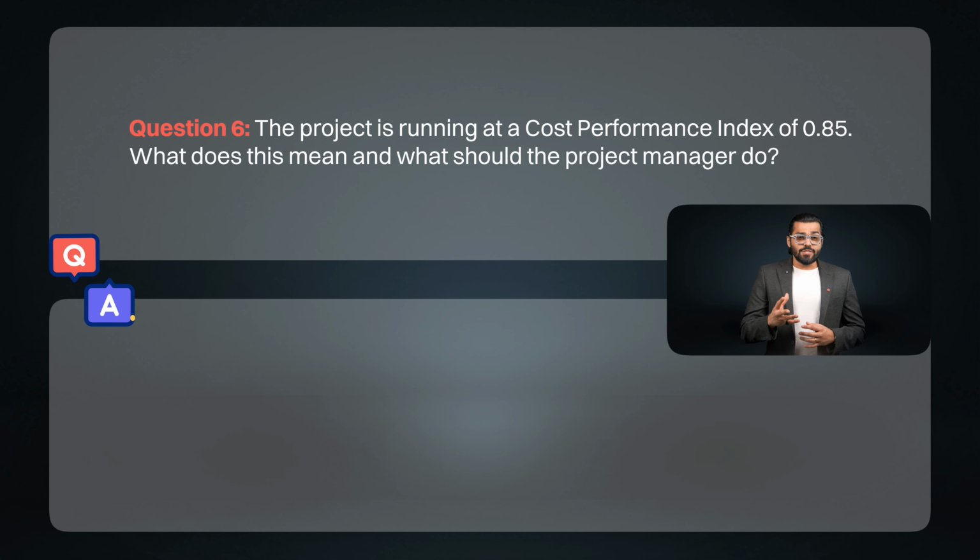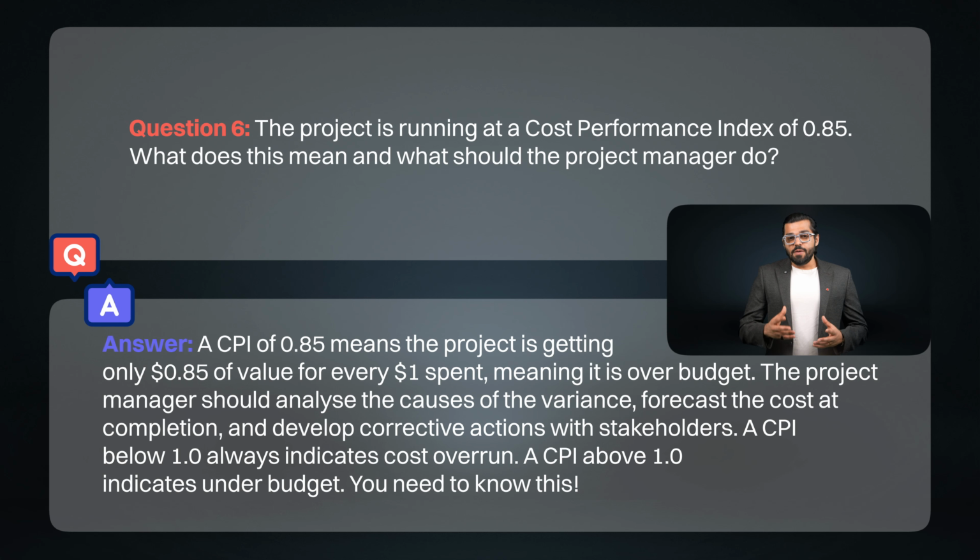Question 6. The project is running at a cost performance index of 0.85. What does this mean and what should the project manager do? Answer. A CPI of 0.85 means the project is getting only 85 cents of value for every $1 that is spent, meaning it is over budget. The project manager should analyze the causes of the variance, forecast the cost at completion, and develop corrective actions with stakeholders. A CPI below 1 always indicates cost overrun.